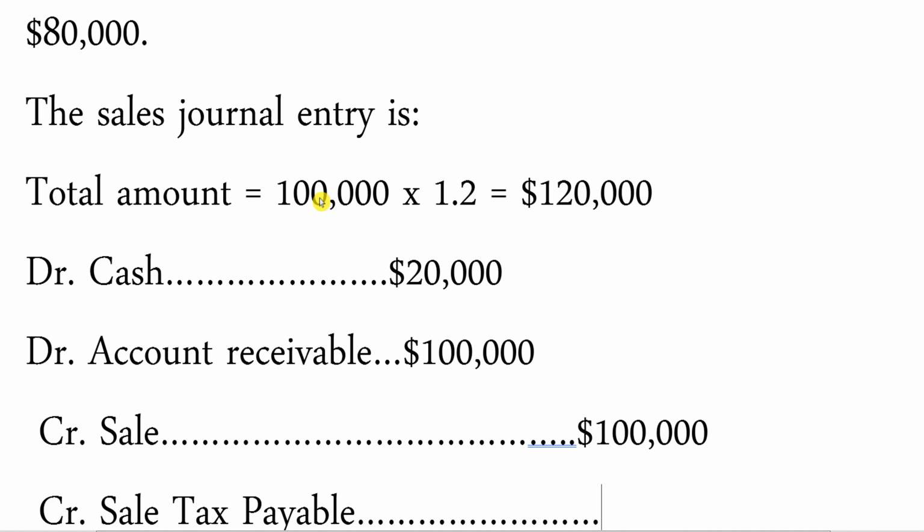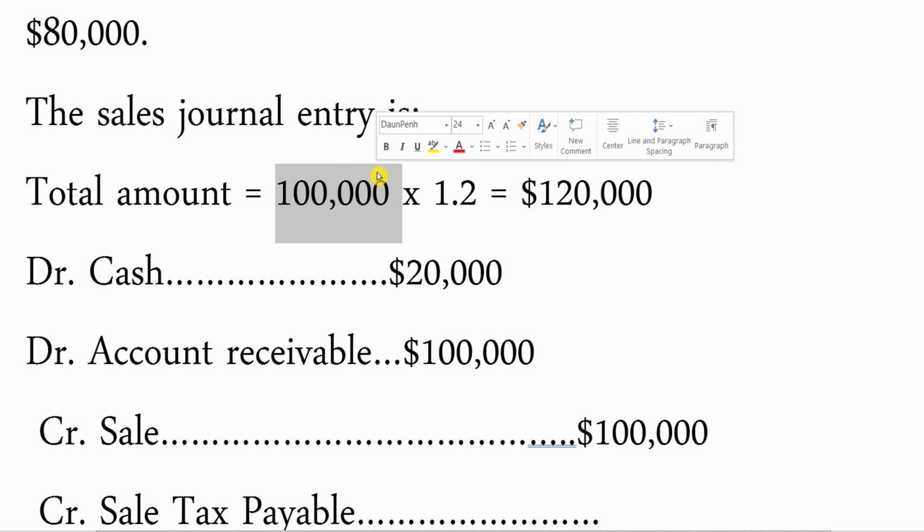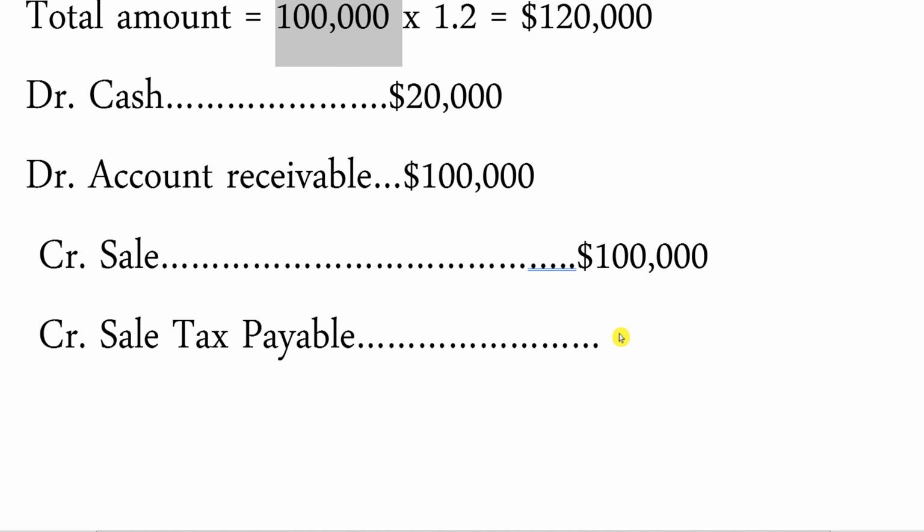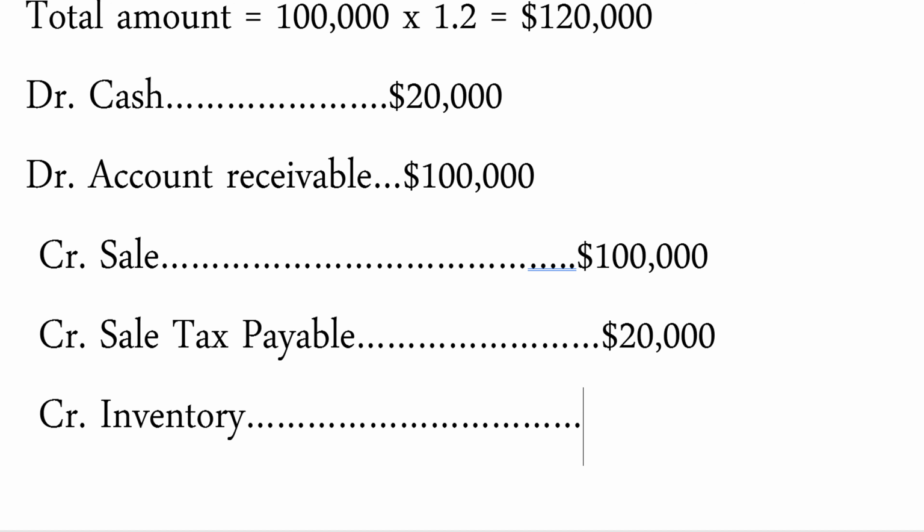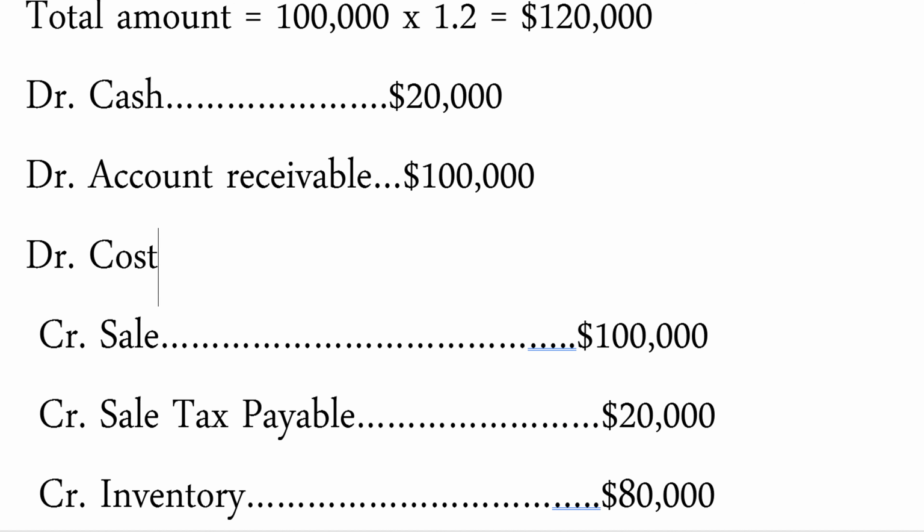And credit sales tax payable, how much? We can calculate 100,000 multiplied by 20%, equal to 20,000. And credit inventory, cost of inventory, how much? 80,000. And the last one, debit cost of goods sold, 80,000.